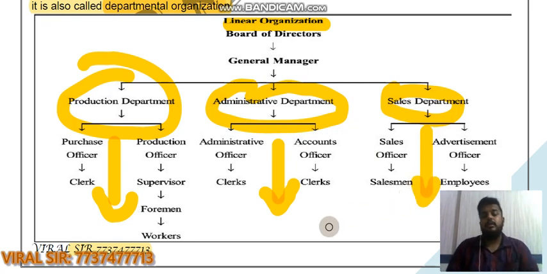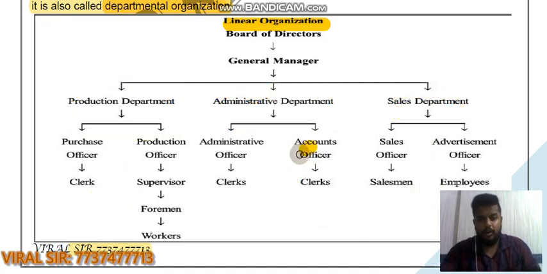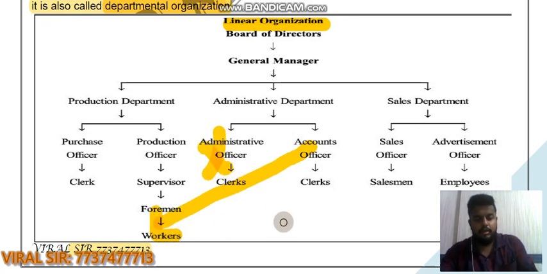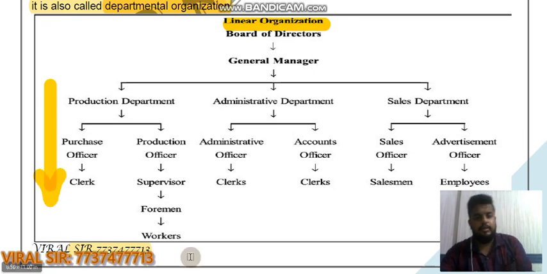Clear? So this is a linear organization. The flow is from top to bottom in a straight line. Why is it in a straight line? Because a worker working in production will have orders from the production department only. He will not have orders from the administrative department or sales department. So no cross connection is there. It is not like the accounts officer is ordering the worker. So it is always a straight line from top to bottom. This is called linear organization.